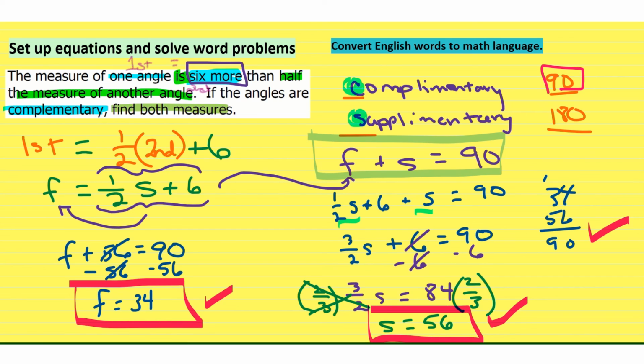Okay, hopefully that helps you think about how to convert word problems and how to solve word problems.